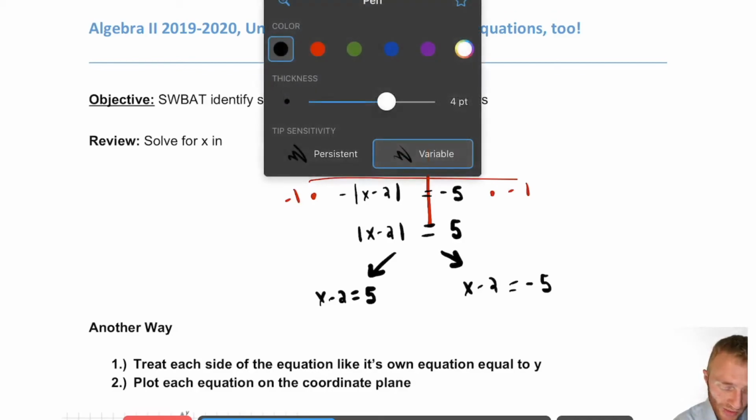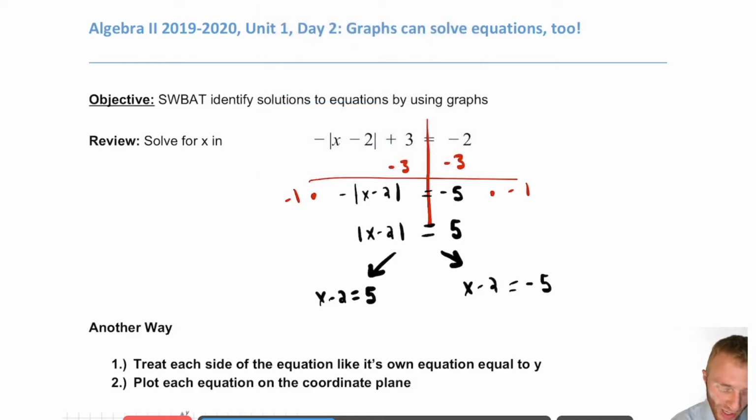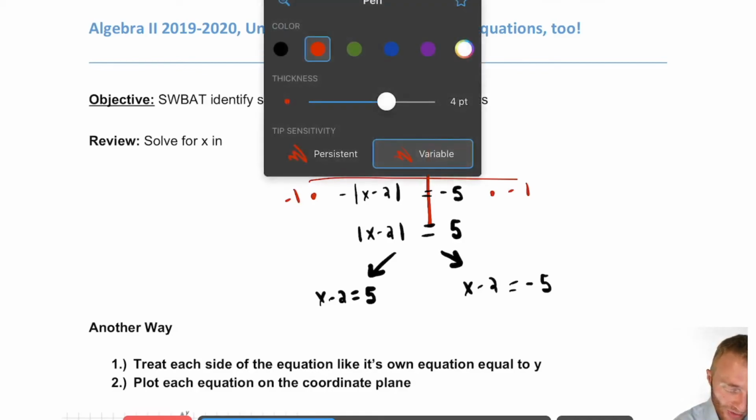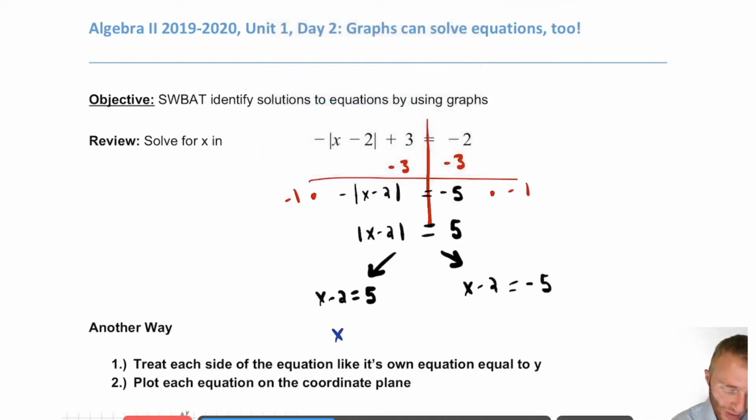So on the left-hand side, we'll add 2 to both sides. That'll give us a final solution here of x equals 7, right? 7 minus 2 is 5, so that works. On the right-hand side, when we add 2 to both sides, negative 5 plus 2 is negative 3. So we'd have x equals negative 3. Now you do want to always go back and check that these work.